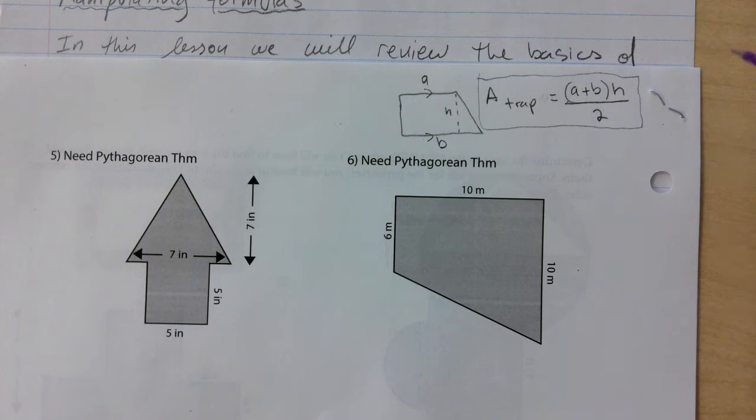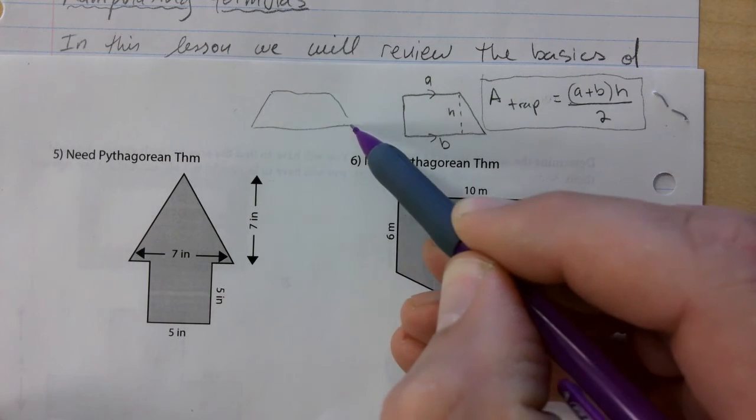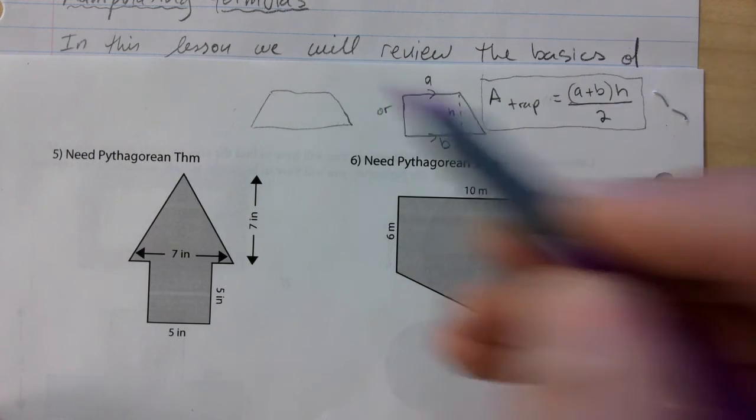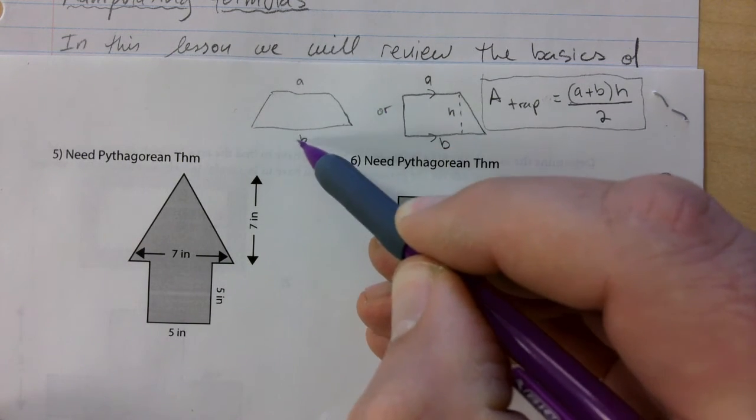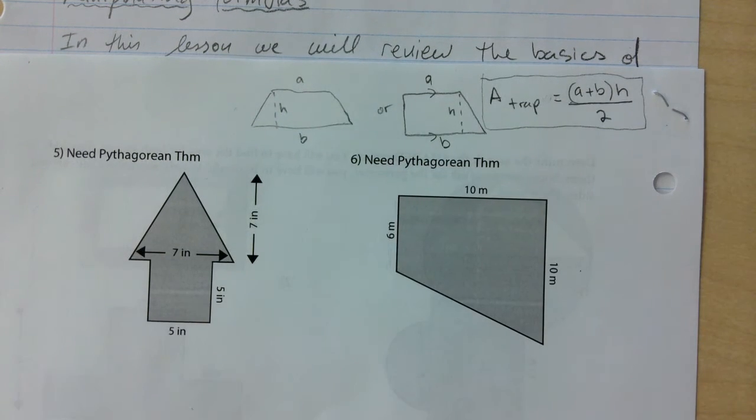You could also have a trapezoid like this. It's still A, B, and the height is still going across like that. So it works every time.